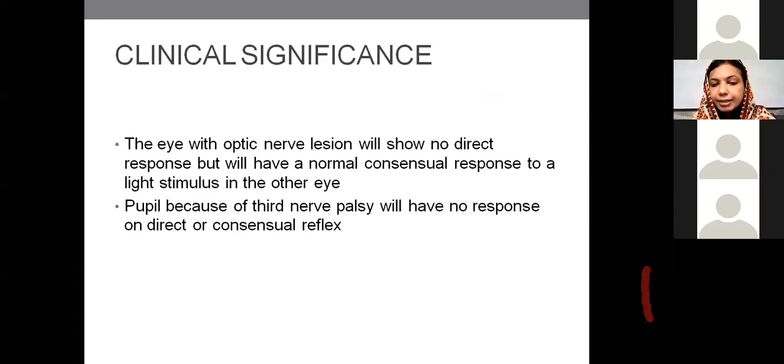Now the clinical significance. The eye with the optic nerve lesion will show no direct response but will have a normal consensual response to a light stimulus in the other eye, right? People because of the third nerve palsy will have no response on the direct or the consensual reflex. So the people with the optic nerve lesion have intact consensual reflex. But the people with the third nerve lesion have impaired direct response and the consensual reflex.